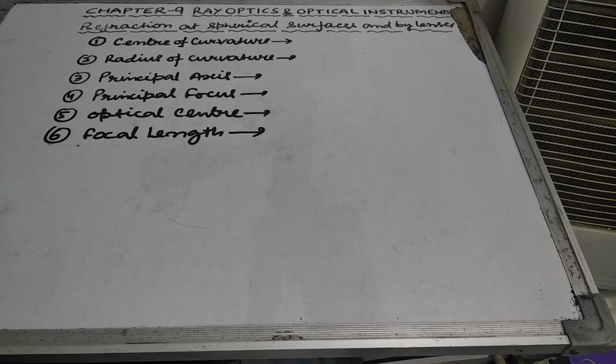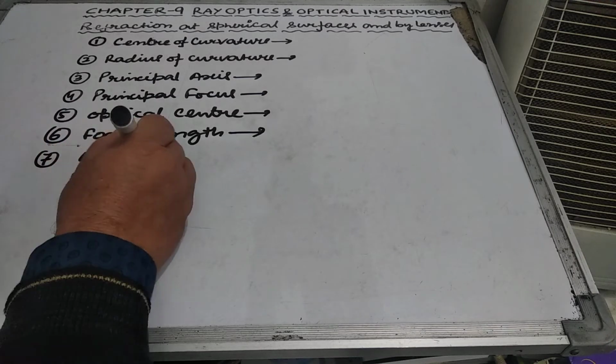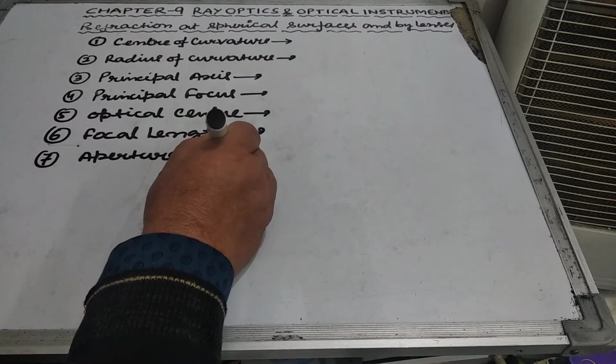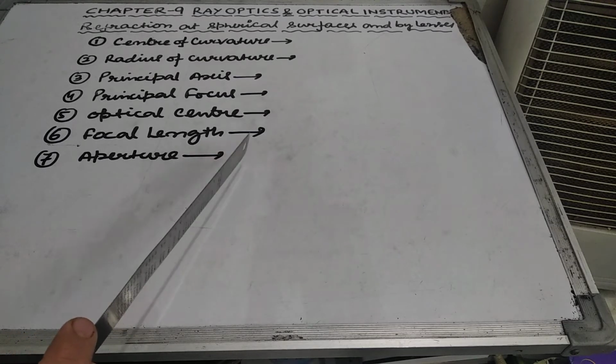And the next, seventh, is aperture. So what is this aperture? Aperture is the diameter of the circular boundary of the lens.